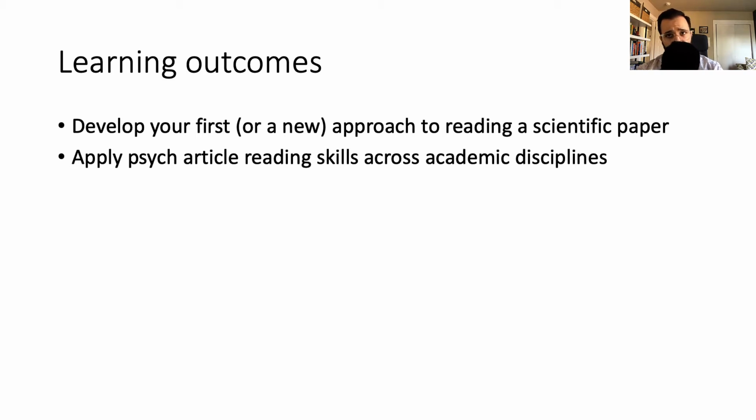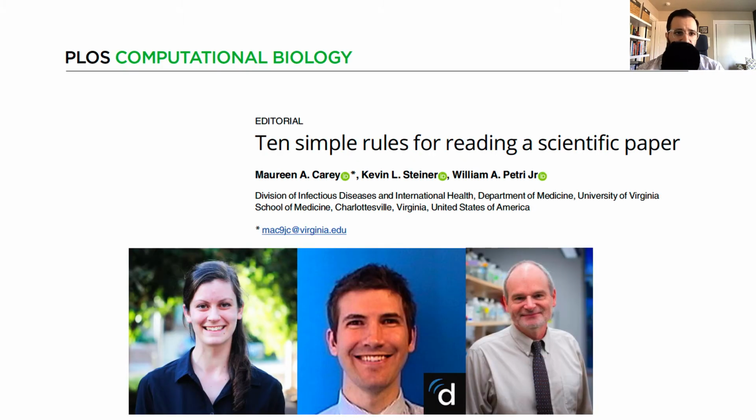And because I'm a psychologist, this will undoubtedly have some psychology type leanings to it. But these are going to be skills that can be used across all scientific academic disciplines, from social sciences to hard sciences. It's quite generalized. And the reason for that is that I've based all this on a paper written by Maureen Carey, Kevin Steiner, and William Petrie Jr. in PLOS Computational Biology.